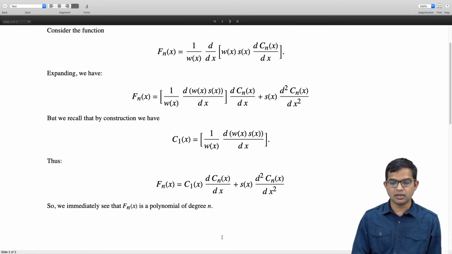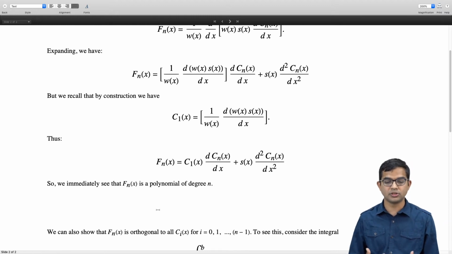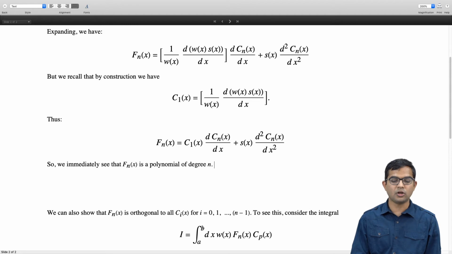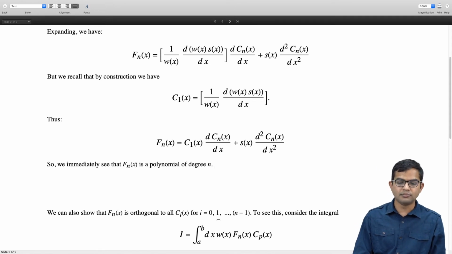To see this, we will first show that in fact fn of x is orthogonal to all these ci of x, all these polynomials we have constructed, where i goes from 0 to n minus 1. To see this, you have to consider this integral. So integral from a to b dx, the weight function w of x comes in, then fn of x, cp of x, where p can take any of these integer values starting from 0 and all the way up to n minus 1, and also n. So p can in principle also take the value n.